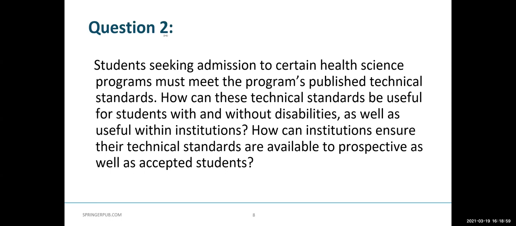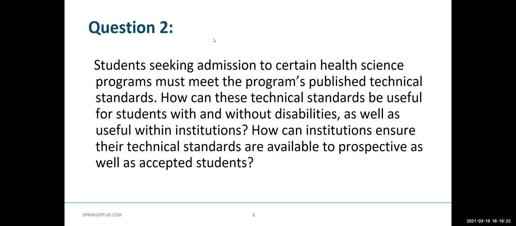I was just looking at the second part of the question. How can institutions ensure their technical standards are available? I think having it readily available on the website, meaning that there's only a couple clicks rather than going down a deep tunnel to find them.